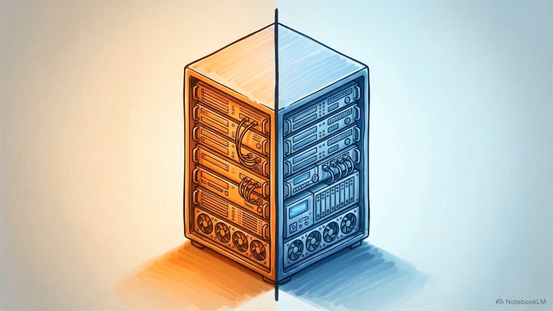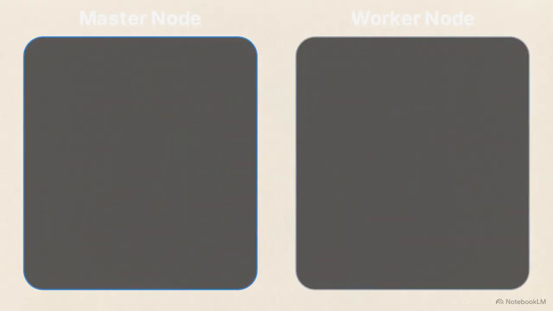This automation relies on a strict architectural division of labor between management logic and application execution. This diagram illustrates the structural split. The cluster is divided into the master node on the left and the worker node on the right. The master node functions as the central intelligence of the cluster. It schedules deployments, tracks system state, and processes all API communications.